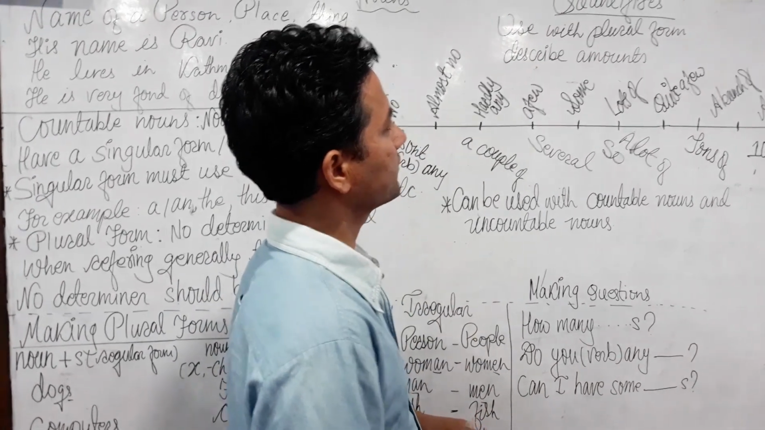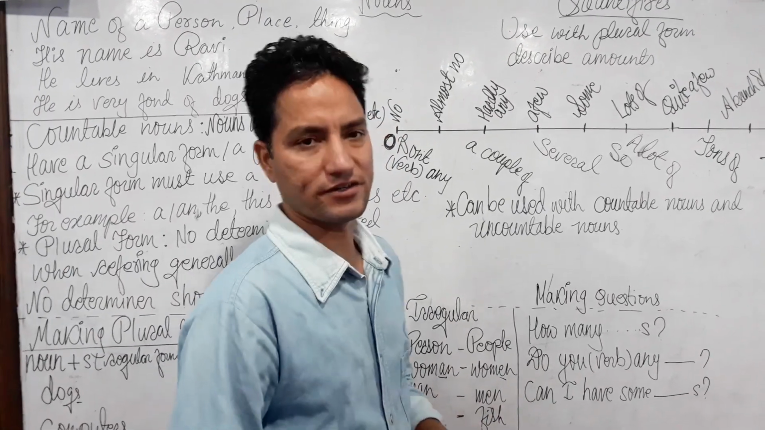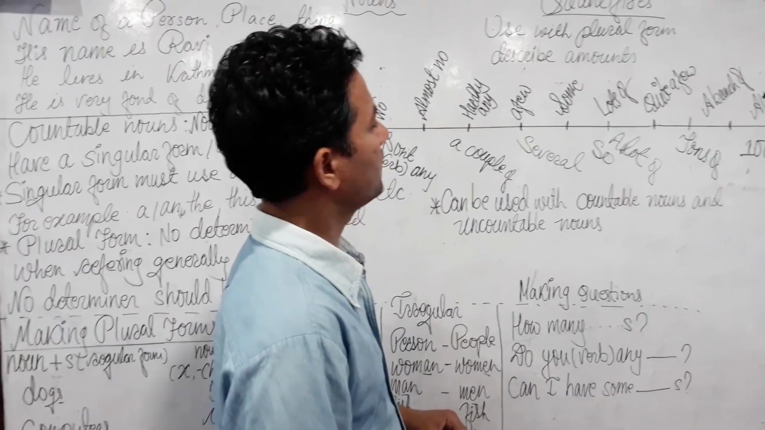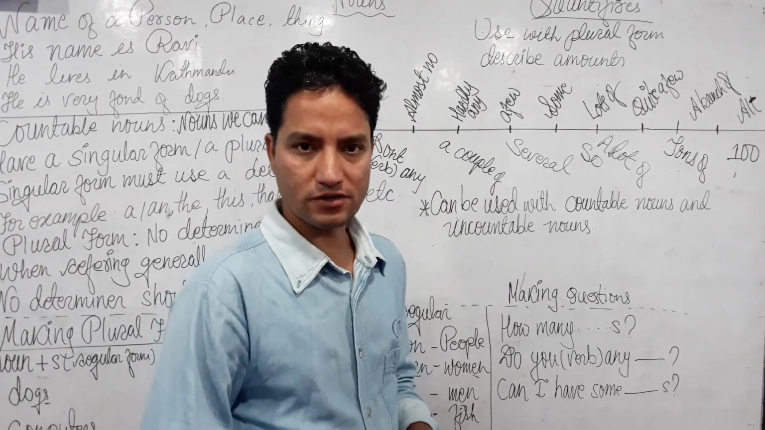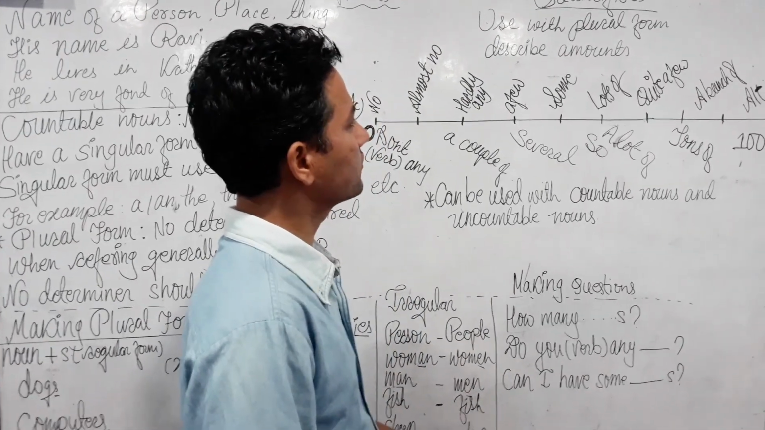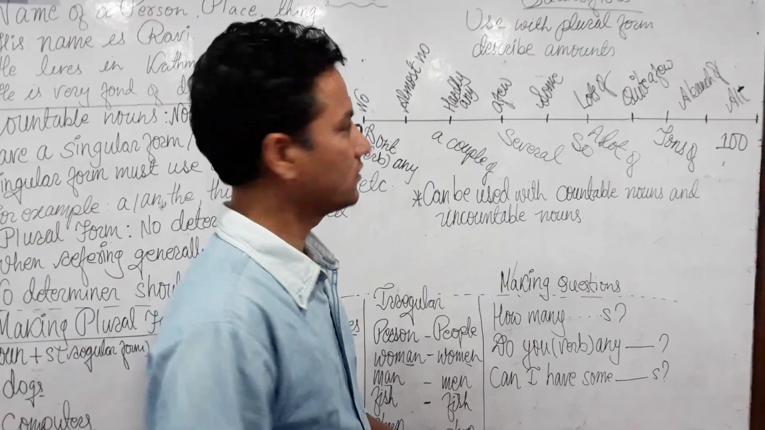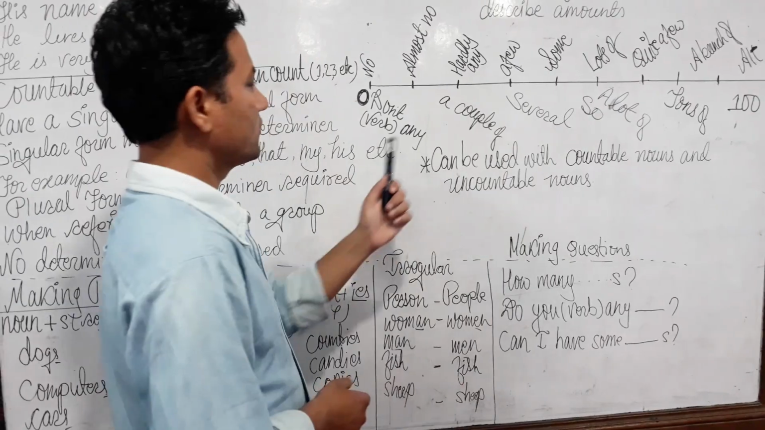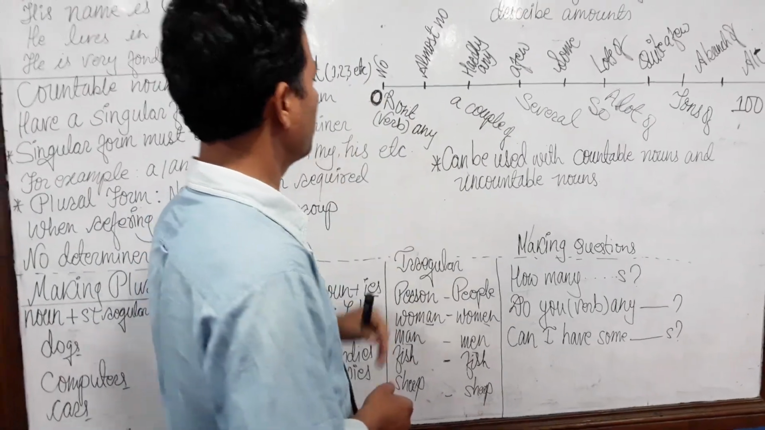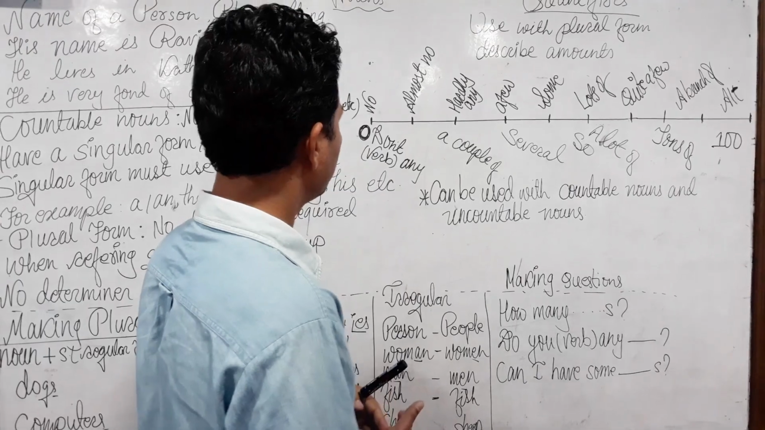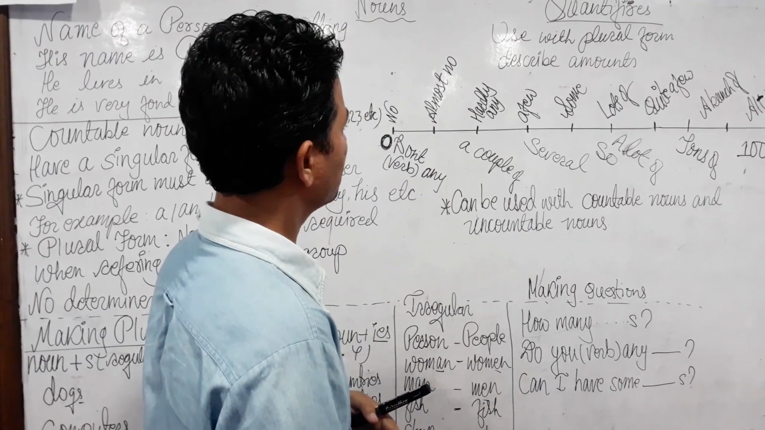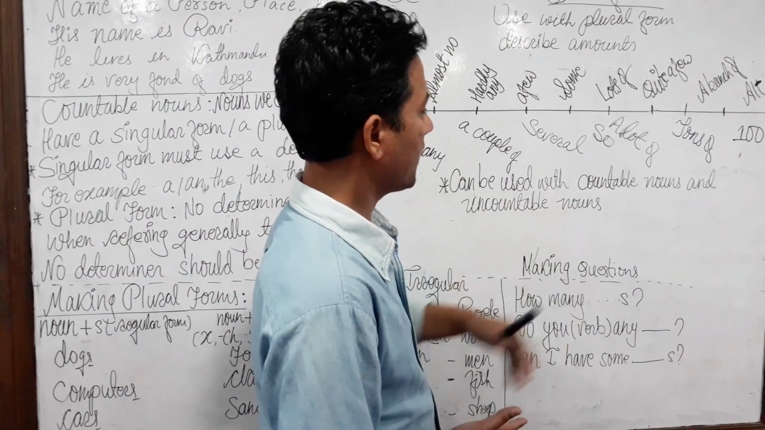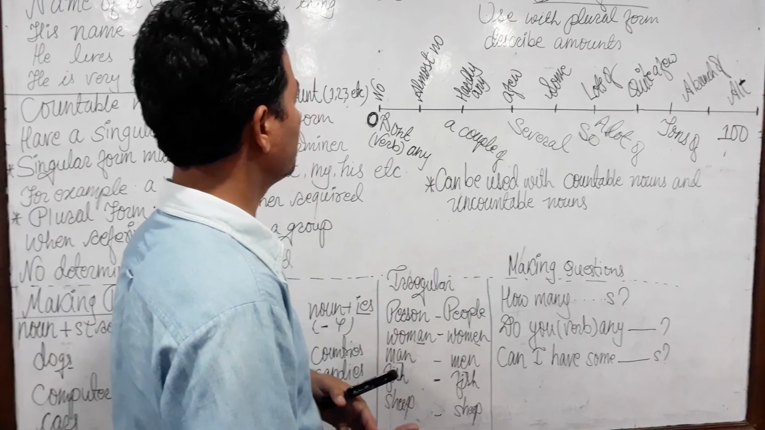Similarly, in today's class, I'm going to talk about quantifiers. Quantifiers used with plural forms describe amounts. We use quantifiers with plural nouns to describe amounts. Alright? So here you go, an index from 0 to 100. First, no, don't, any can be used with countable nouns and uncountable nouns.